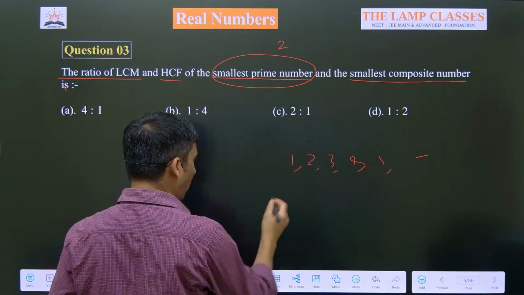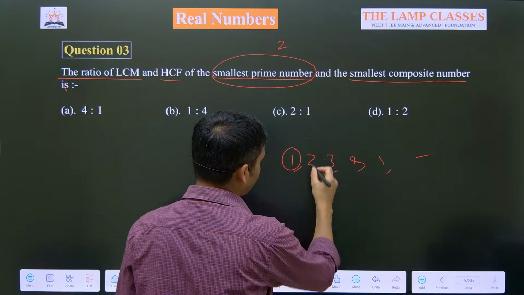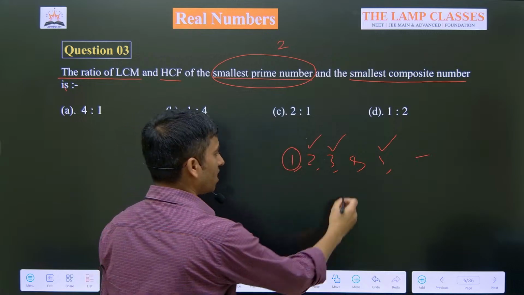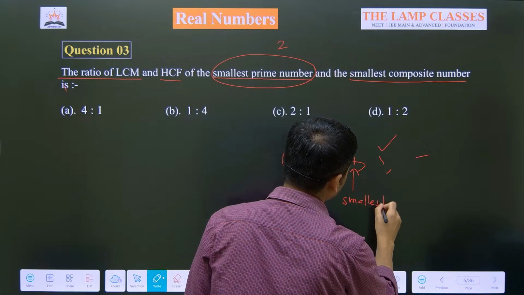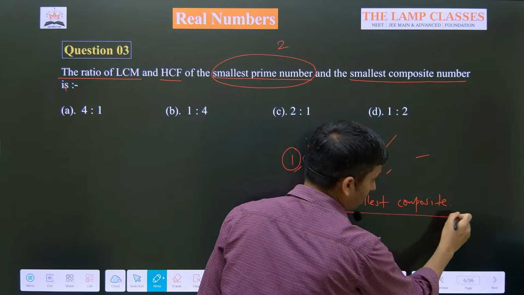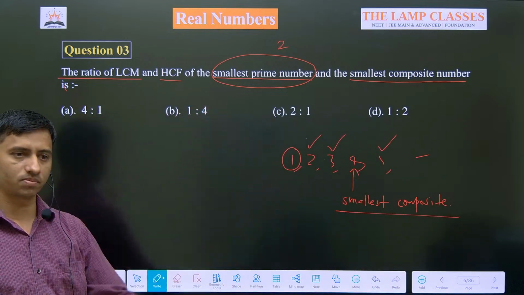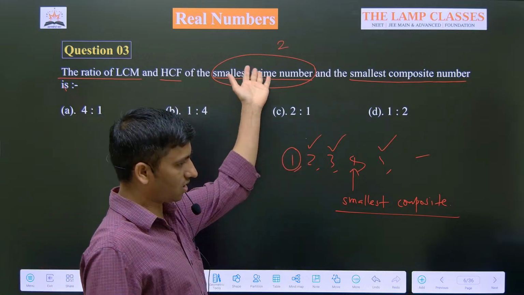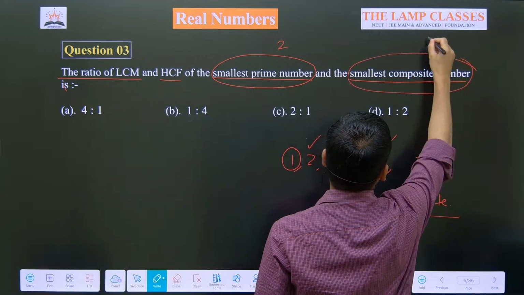Here 1 is neither prime nor composite. The prime numbers start from here: 2, 3, 5, 7. Those are the prime numbers. This 4 is the smallest composite number then. Okay, 4 is the smallest composite number. Sometimes they might ask you the smallest 2-digit composite, the smallest 2-digit prime. So we should know those concepts. Then only we can solve this type. Once we know them, the question isn't difficult. So the smallest prime number is 2 and the smallest composite number here is 4.